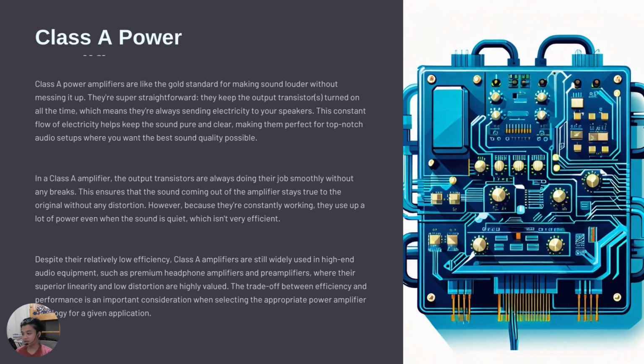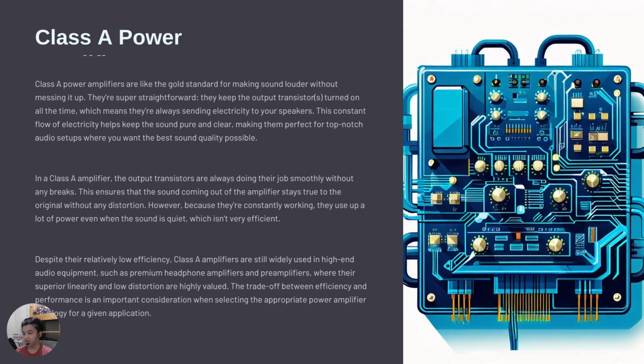Class A amplifiers. Class A power amplifiers are like the gold standard for making sound louder without messing it up. They're super straightforward. They keep the output transistors turned on all the time, which means they're always sending electricity to your speakers. This constant flow of electricity helps keep the sound pure and clear, making them perfect for top-notch audio setups where you want the best sound quality possible.